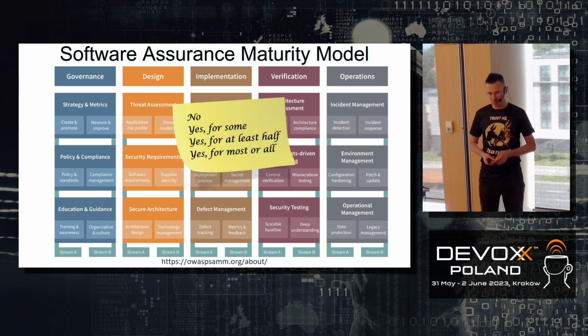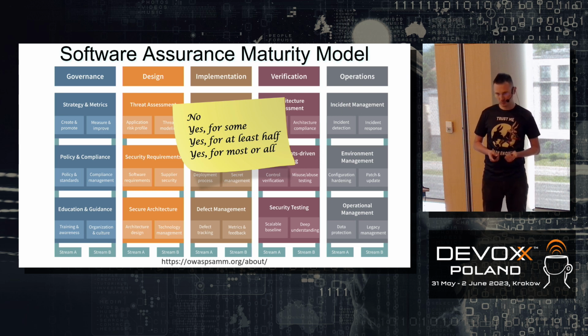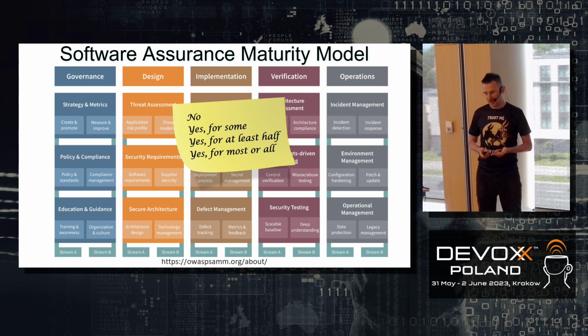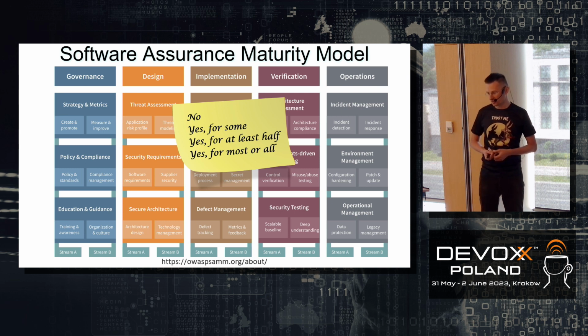And the answer to each question is one of 4. No, we don't do it, or we don't have it. Yes, for some, meaning for some teams, for some modules, for some parts of the application, for some applications. Yes, for half, at least half of it. And yes, for most or all. Those answers are mapped into points, which gives you your assessment score.